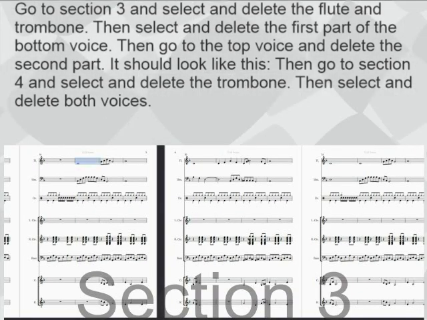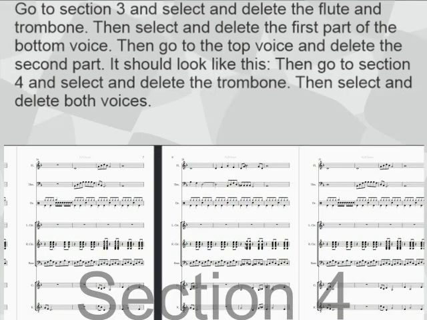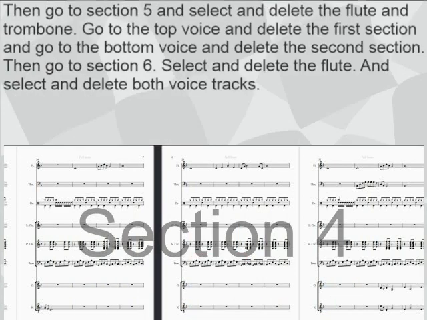Go to section 3 and select and delete the flute and trombone, then select and delete the first part of the bottom voice, then go to the top voice and delete the second part. It should look like this. Then go to section 4 and select and delete the trombone, then select and delete both voices.